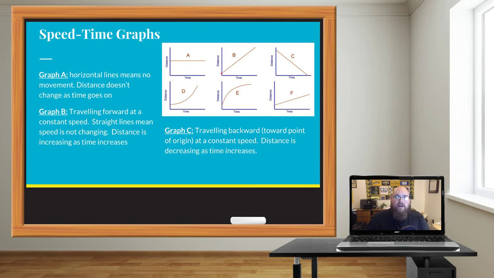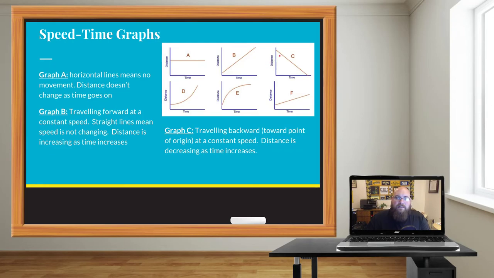Graph B, on the other hand, we are traveling forward, an upward angled slope of the line. Slope of the line just means the angle of the line. If it's going up, it's positive. So since it is also a straight line, this means that we are traveling at a constant speed. We are moving, our distance is increasing from where we started as time also increases.